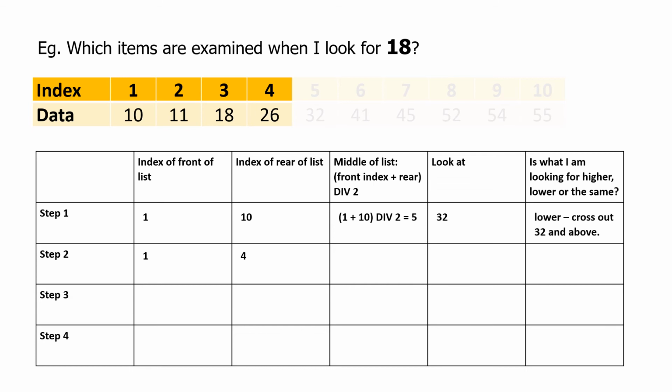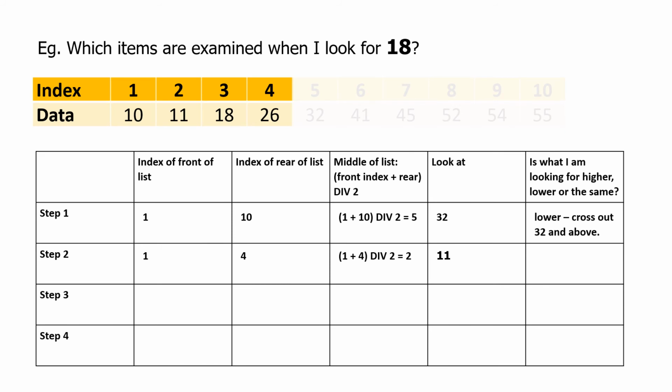So now we need to find the middle of the list, and we do the same sum again. We're going to add 1 and 4, which gives us 5, and if we divide 5 by 2 we get 2.5, but because we ignore anything after the decimal point we just have the number 2. So we look at index 2. What's at point 2? At 2 is the number 11, so we write the number 11 in the box.